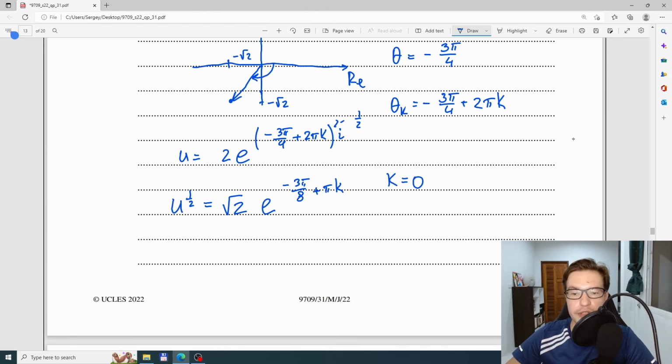Now, if k equals 0, I get square root of 2 e to the power of minus 3 pi over 8 i. If k equals 1, I will get square root of 2 e to the power of minus 3 pi over 8 plus pi. And then simplifying this gives me square root of 2 e to the power of 5 pi over 8 i. And these two values are going to be my answers for that question.